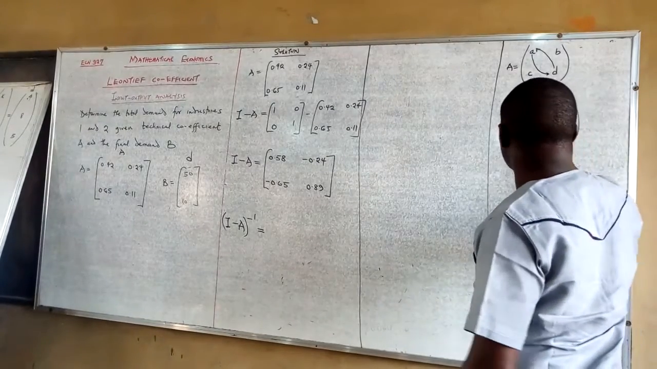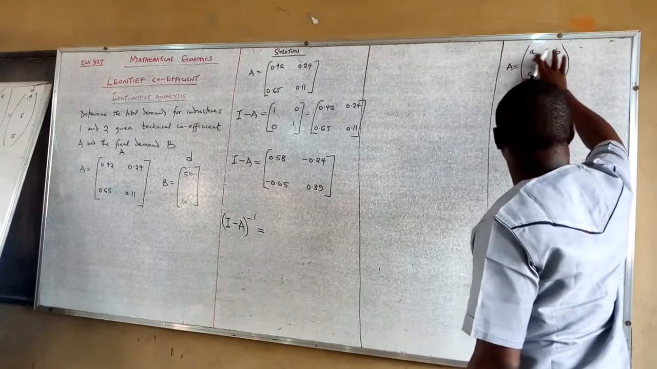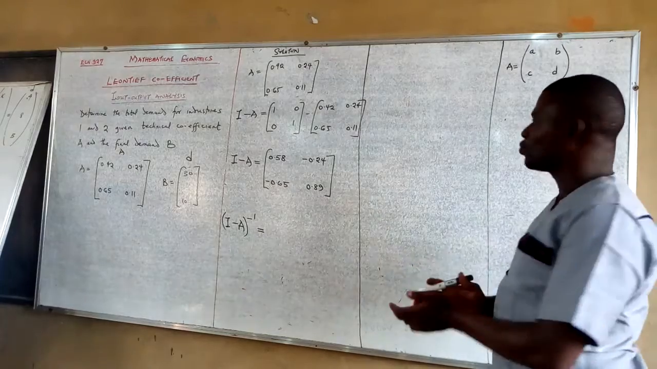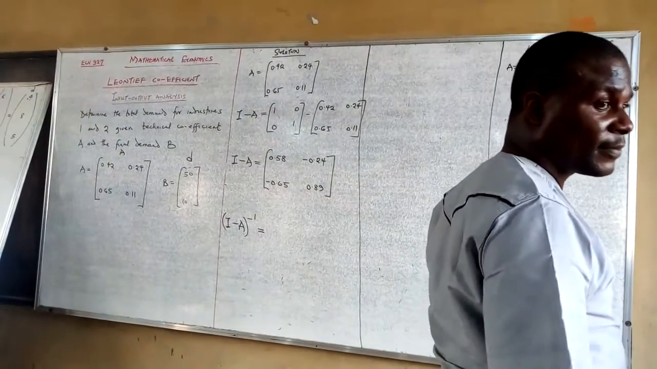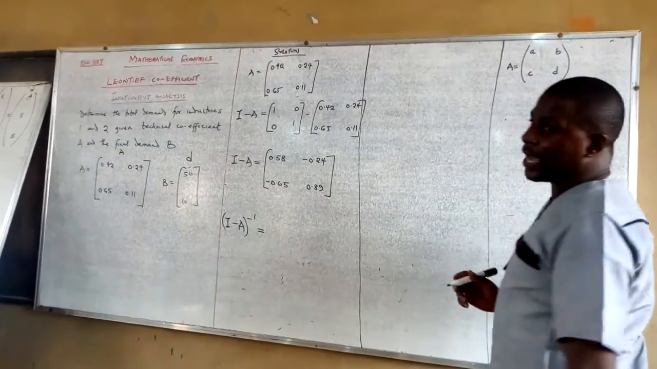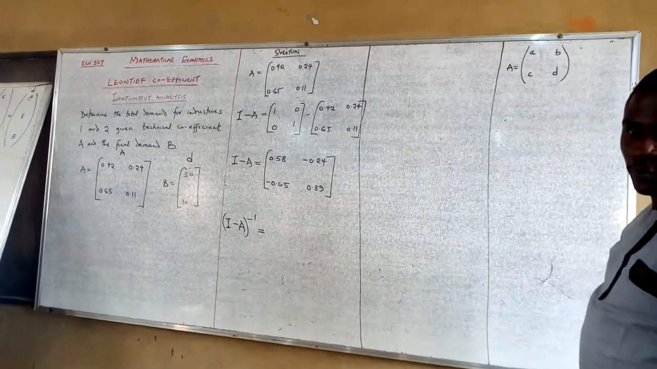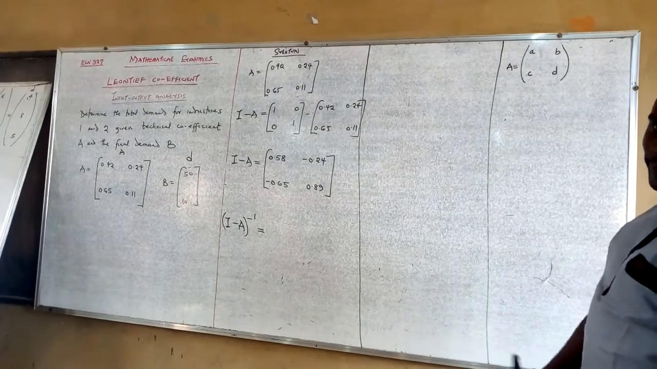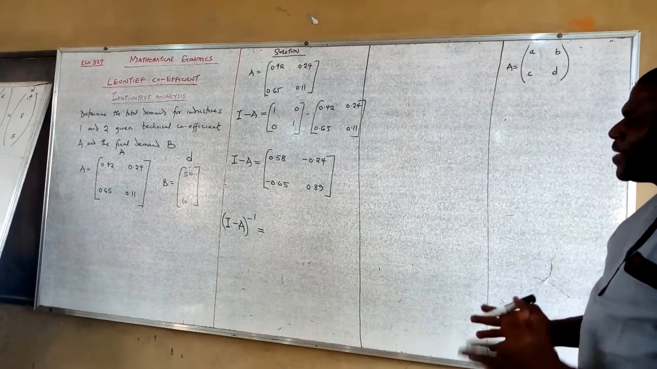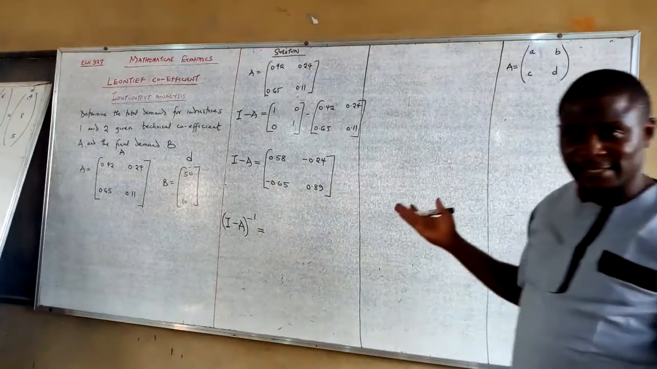Is it confusing? Yes, because it's 2 by 2. Well, look. If I have A, B, C, D, is this 2 by 2? Yes. Why is it 2 by 2? 2 rows, 2 columns. It's not in any way related to 3 by 3.